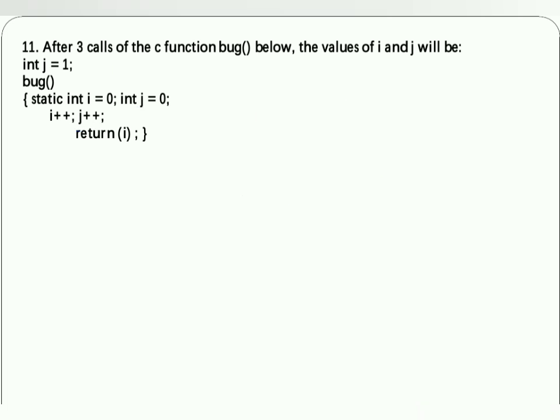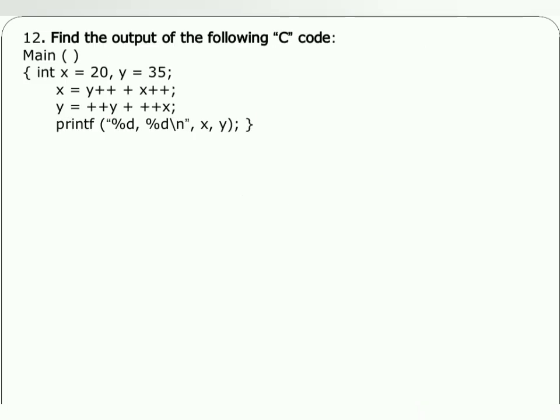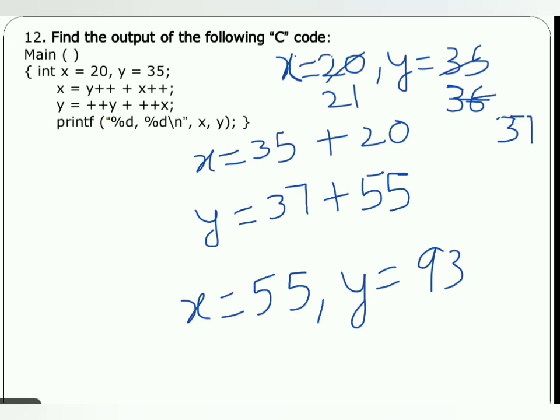Next one. Find the output of the following C code. So for the given program, we are considering x equals 20 and y equals 35. Okay, so here x equals y++ + x++. So x equals y post increment, that means 35. Since it is post increment, we are incrementing the value but we are not writing the updated value, we are writing the old value, plus x post increment.